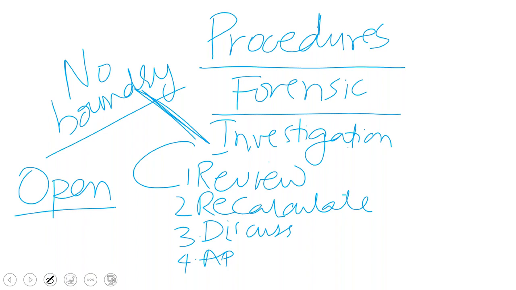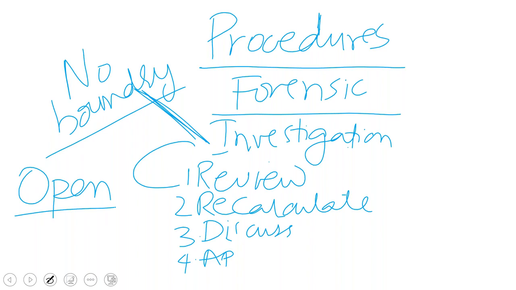All audit procedures, right? All audit procedures. So in investigation, you can do anything. You can do review, recalculation, discuss analytical procedures, observations, re-performances, anything. So is everyone clear with that? Does investigation have any boundaries of checking? 100% checking, exactly.